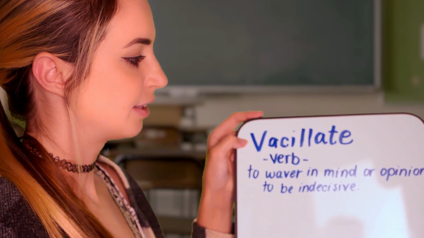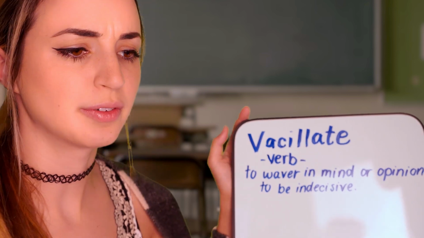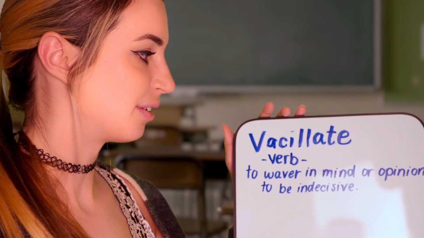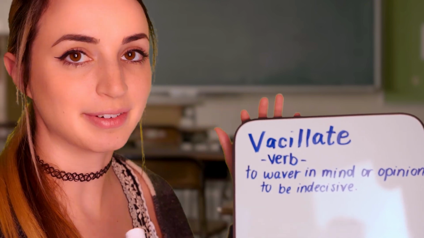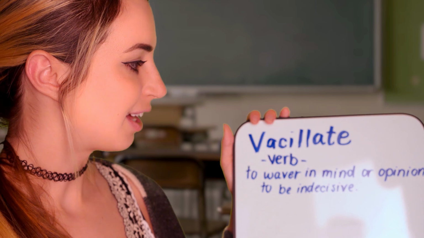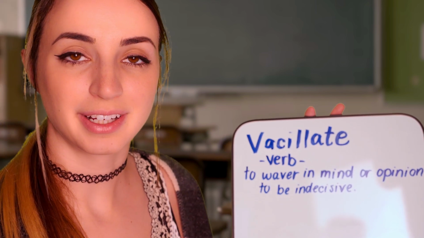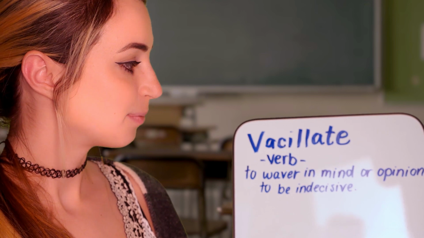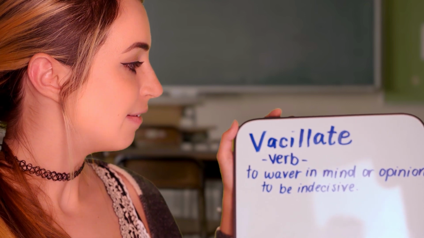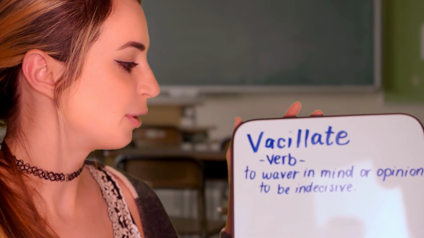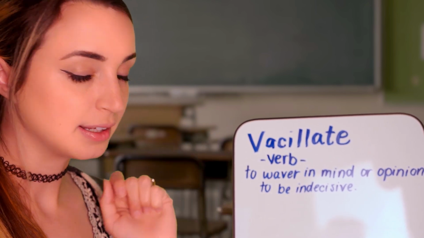I feel like vacillate sort of reminds me of the word fluctuate, and to go back and forth, to waver. I love thinking of little word tricks or anything to help with the memory. Vacillate is a verb, to waver in mind or opinion, to be indecisive.